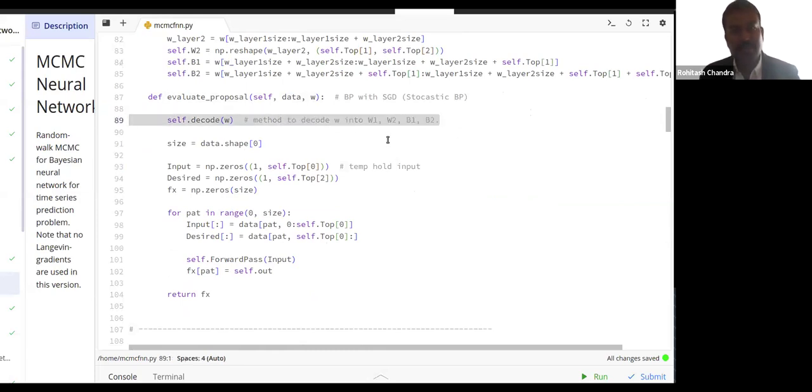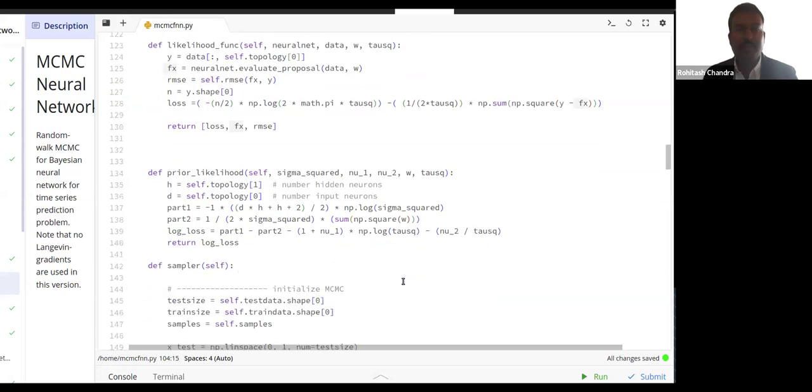So as I said, it decodes the W into W1, W2, V1, V2, looks at the size of the data, and initializes the input and the desired, and traverses the entire data set one by one. So there's no stochastic element in here, but you can implement the stochastic element as well. And you just do a normal forward pass over the feed-forward neural network. You get the predictions out, and then you return the predictions.